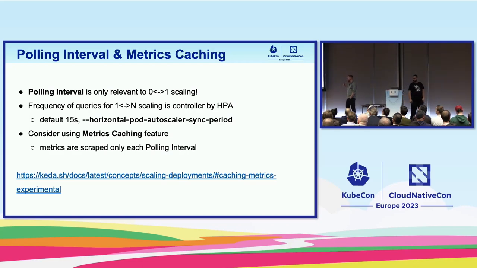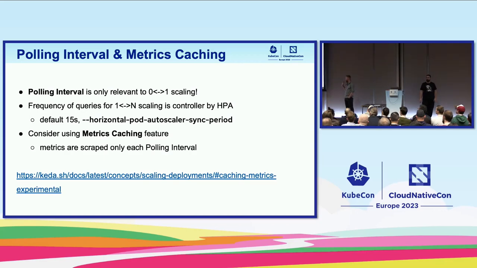That's why we did the move, let's say, the architectural change. So now we are in full control of the metrics flowing into the system. We have a new feature which is called metrics caching. Basically, if you enable this setting, you can enable it per each trigger. It means that the only request for a metric is coming during the polling interval, and then we are caching the metrics in the operator.